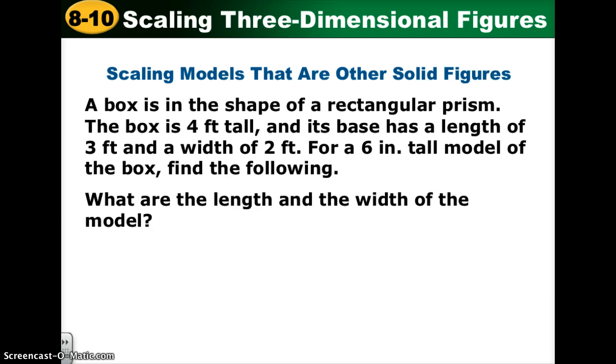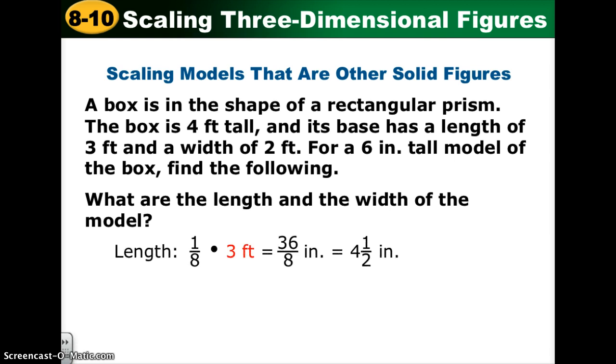A box is in the shape of a rectangular prism. Same as before. Box is 4 feet tall. Its base has a length of 3 feet and a width of 2 feet. For a 6-inch tall model of the box, find the following. Now we're looking for those 2 things. What are the length and the width of the model?